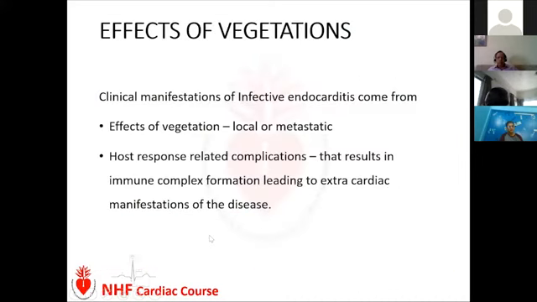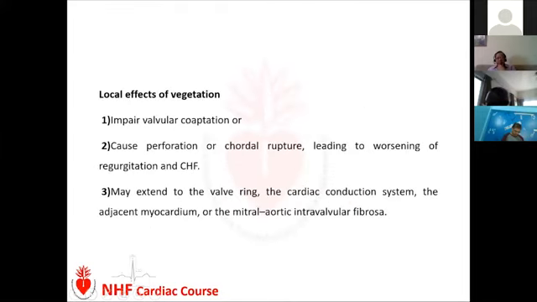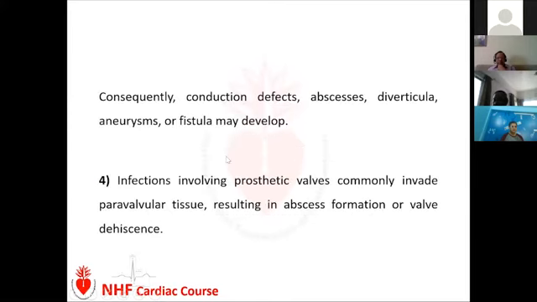A patient with infective endocarditis usually presents with diverse clinical manifestations, and all these manifestations come from effects of the vegetation that can be local or metastatic, or from host response related complications. Vegetation can locally impair valvular coaptation, or it can perforate or cause chordal rupture, leading to worsening of the regurgitation and congestive heart failure, by extending to the surrounding structures. Myocardial extension can result in conduction defect, abscess, diverticula, aneurysm, or fistula formation. In case of a prosthetic valve, it can invade paravalvular tissue, resulting in abscess formation and valve dehiscence.